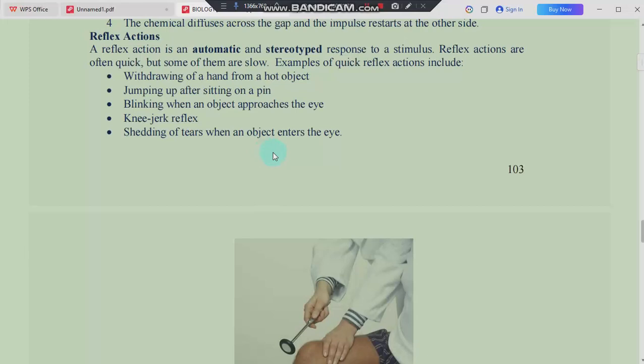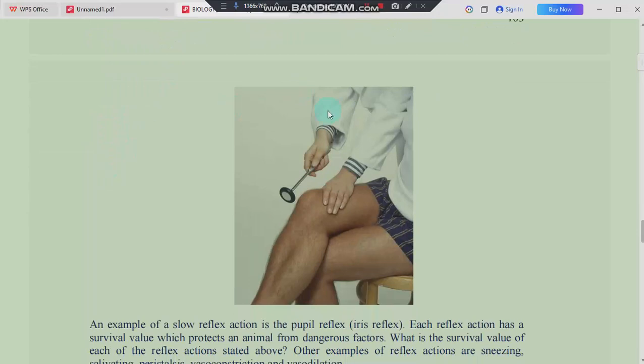Reflex actions can either be slow or quick. Under the examples of the quick reflex actions, you can simply use any of the examples given here, withdrawing the hand from the hot object or the knee jerk reflex. Under the knee jerk reflex, we see a doctor attending to a patient with a tiny hammer. He hits the patella of the knee, and once the knee is hit, the person is going to kick like that. So that is an example of a quick reflex action.